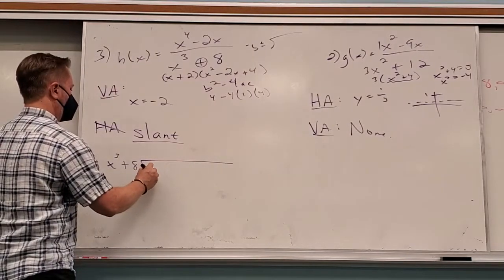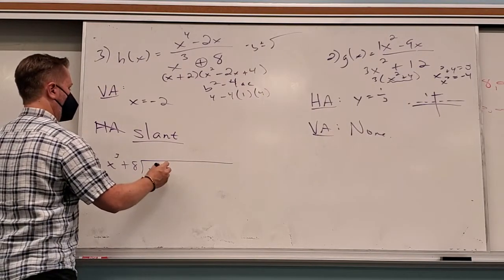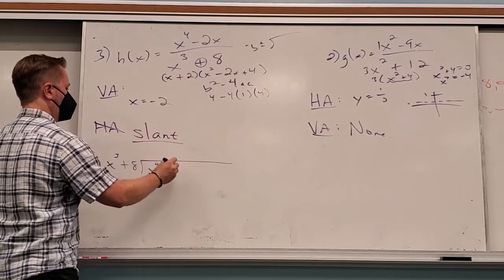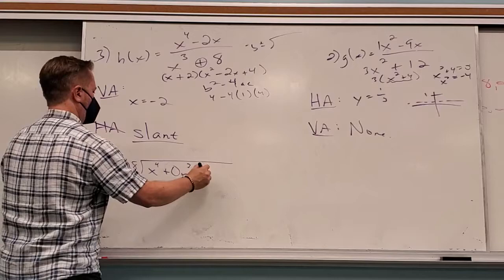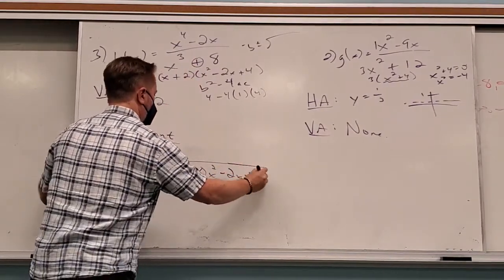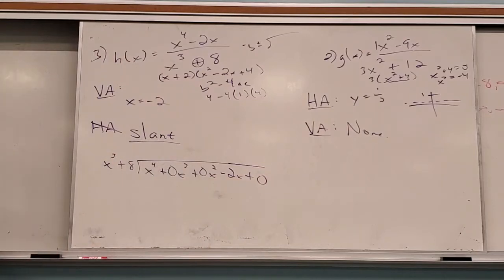what do I put in here? How many x cubes are there? 0. How many x squares are there? 0. How many x's are there? -2. And how many numbers? What numbers are 0? I need some placeholders, right? I really want that to make sense.